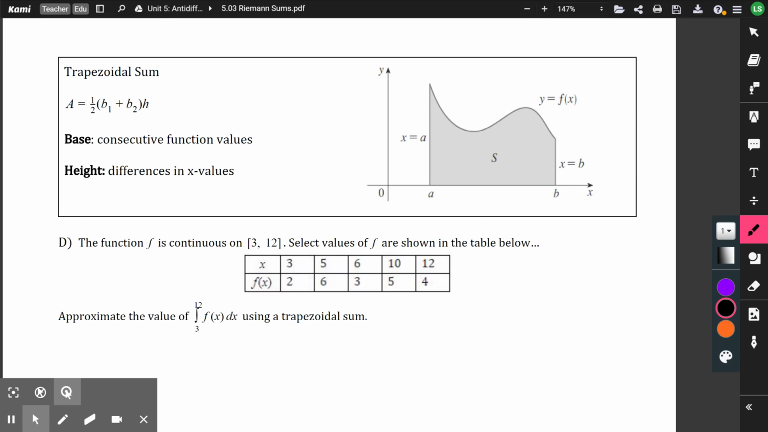We have one other type of Riemann sum that is called a trapezoidal sum. Instead of creating rectangles that are horizontal across the top and might have a lot of overlap or underlap, the trapezoidal sum creates a trapezoid instead of a rectangle. Just as a reminder, the area for a trapezoid is 1/2 base 1 plus base 2 times the height.